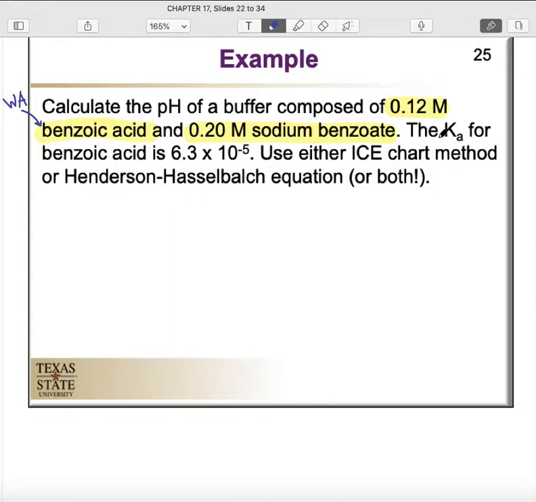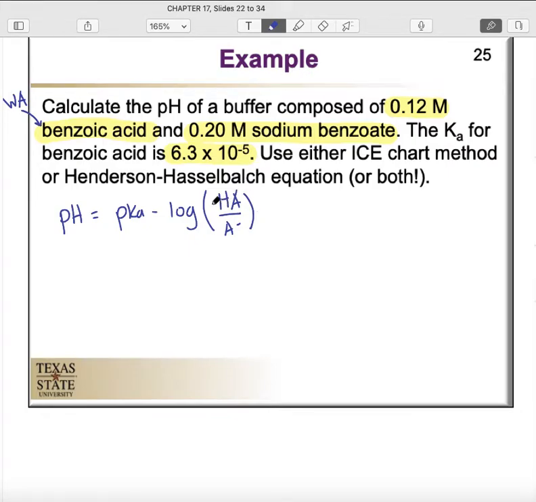All right, the Ka for benzoic acid is provided, that's important, and use either an ice chart method or Henderson-Hasselbalch equation, or both, to be able to calculate the pH of that buffer. Now, because of the simplicity of the Henderson-Hasselbalch equation, I highly encourage you to utilize that method, unless for some reason you forget the equation or you don't have access to the equation. So here I will be utilizing the equation. Again, the form that I utilize is that the pH is equal to the pKa minus the log of the acid concentration, so HA, divided by the A minus.